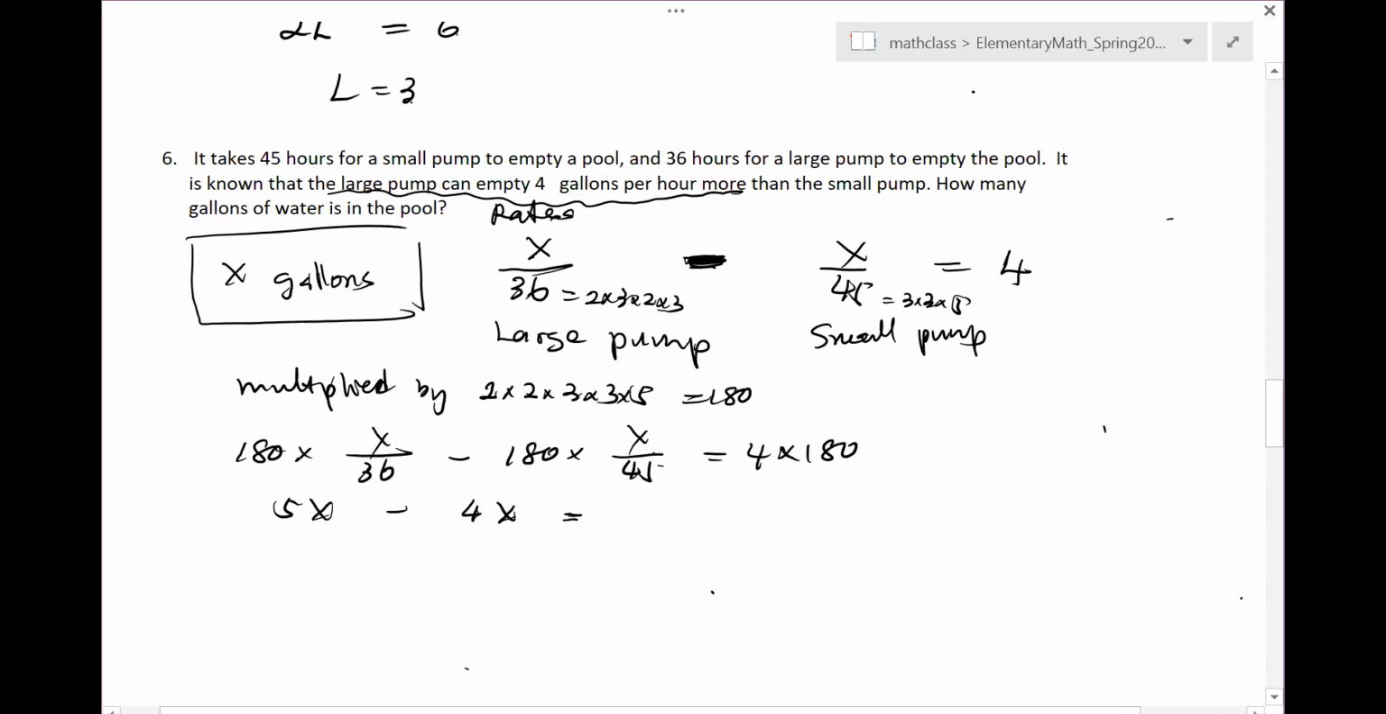Then here's the 4 times 180, right? 720, right? So x is going to be 720 gallons of water. Okay, so you solve the problem right away. If you use the equation, it names the variable for the unknowns in the question, that'll be super easy then.